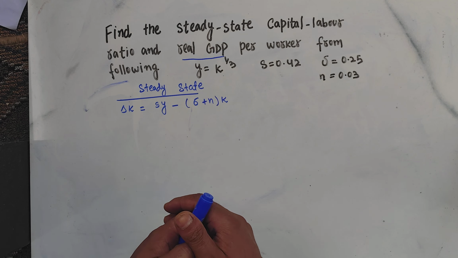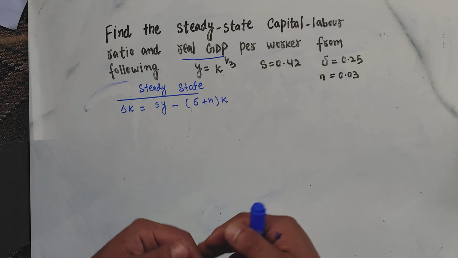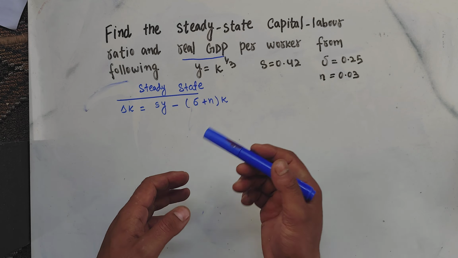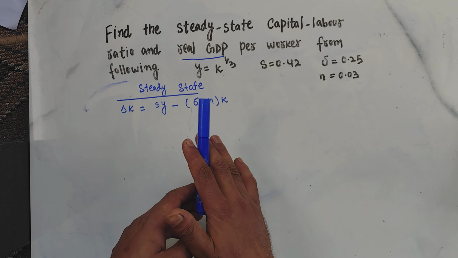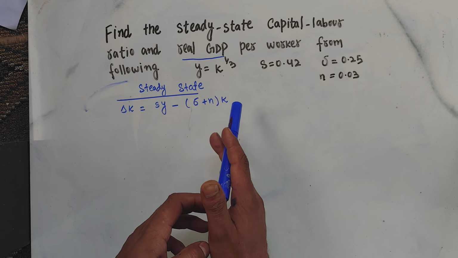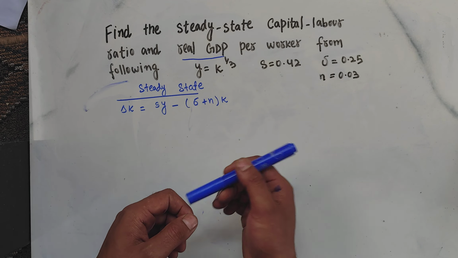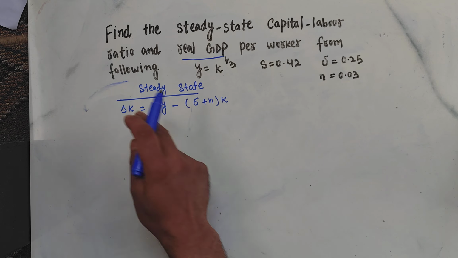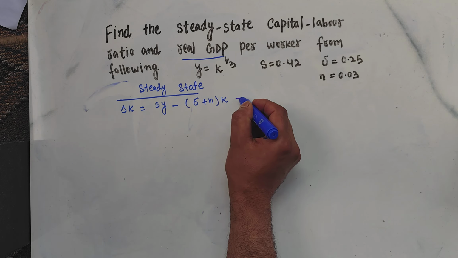What is meant by steady state? Steady state is a long run equilibrium where capital stock per worker and output per worker remain constant over time, despite ongoing population growth and depreciation of capital. So at steady state, what happens? The change in the capital per worker is equal to 0.